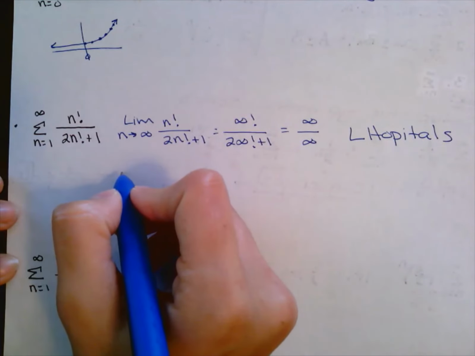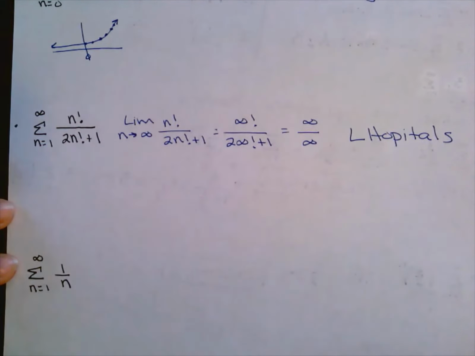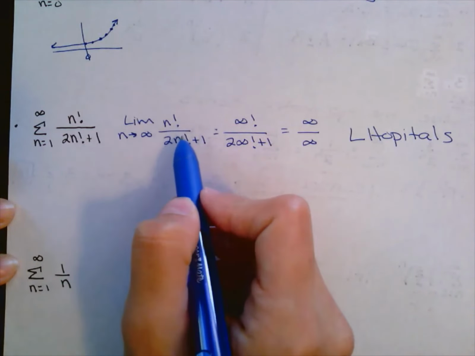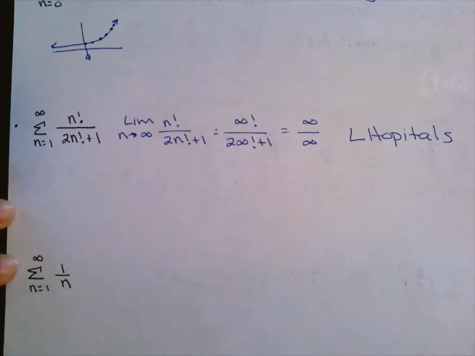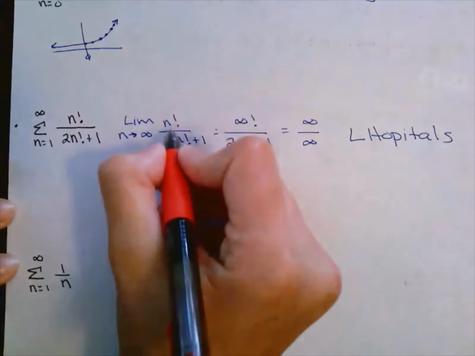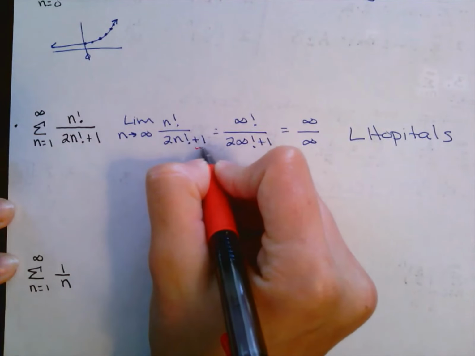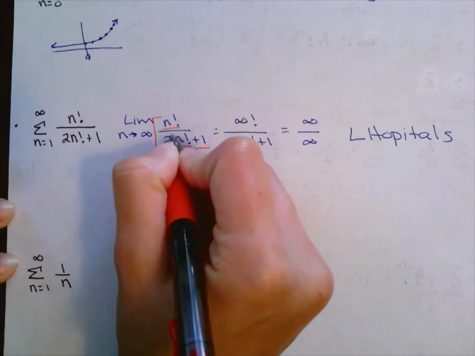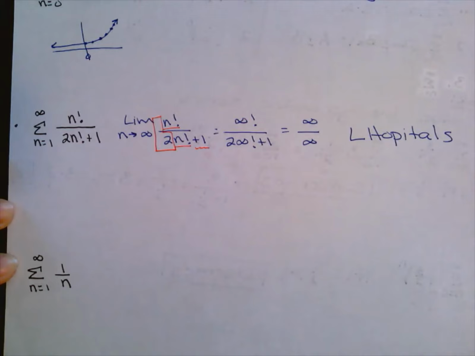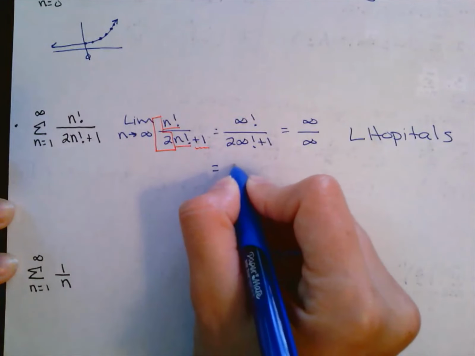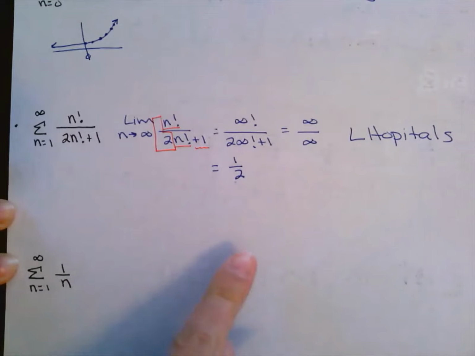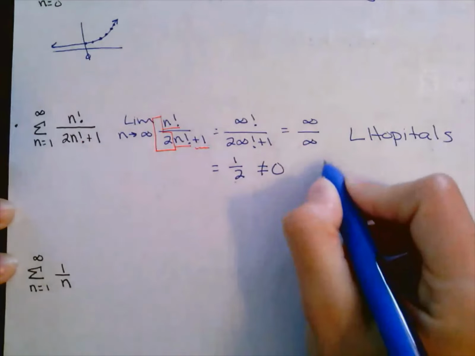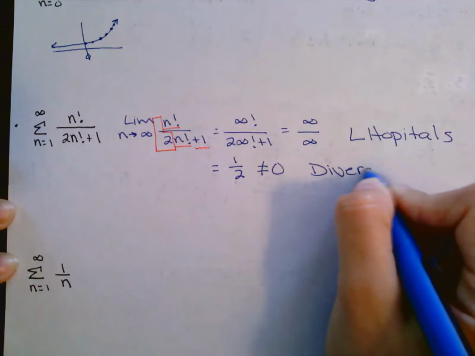So if I obviously don't know a derivative rule for n factorial, but if I use the horizontal asymptote rule, I know that my coefficients, remember, horizontal asymptote rule, I don't have to worry about this. Being that I have n factorial and n factorial, I'm really just looking at these coefficients. So that means that my answer to this is really just going to be 1/2. Since 1/2 does not equal 0, if you want to write it, I can say that this diverges.